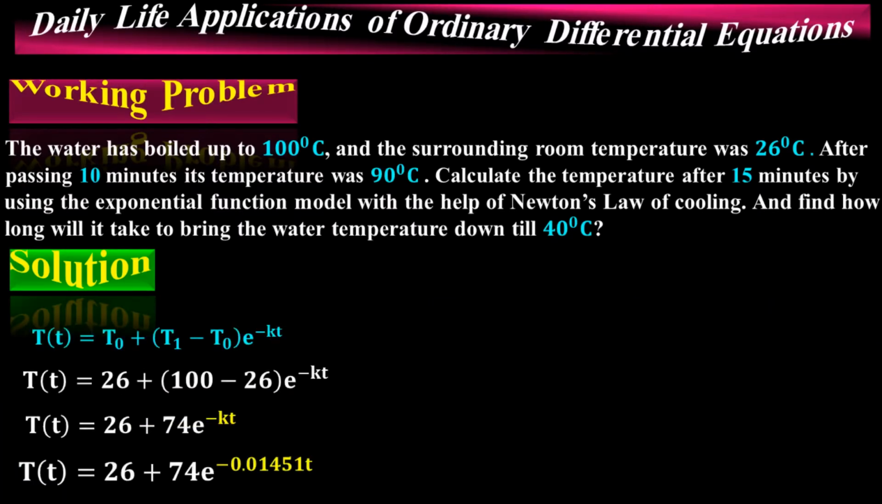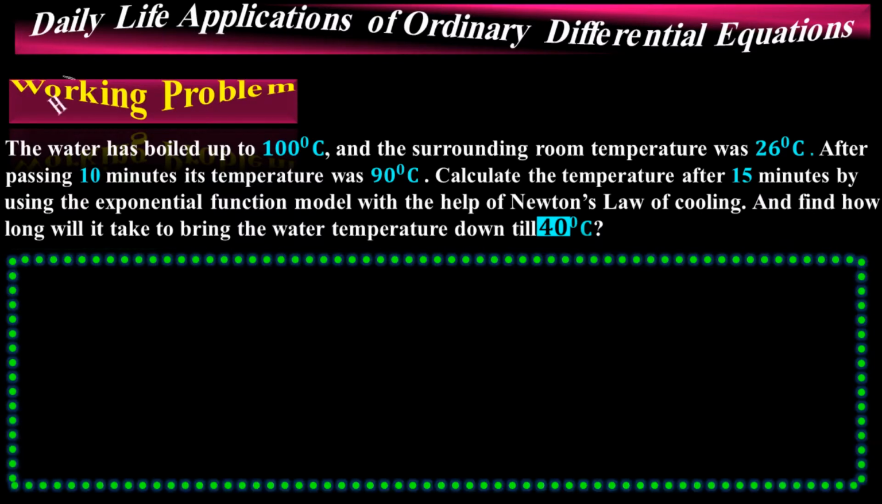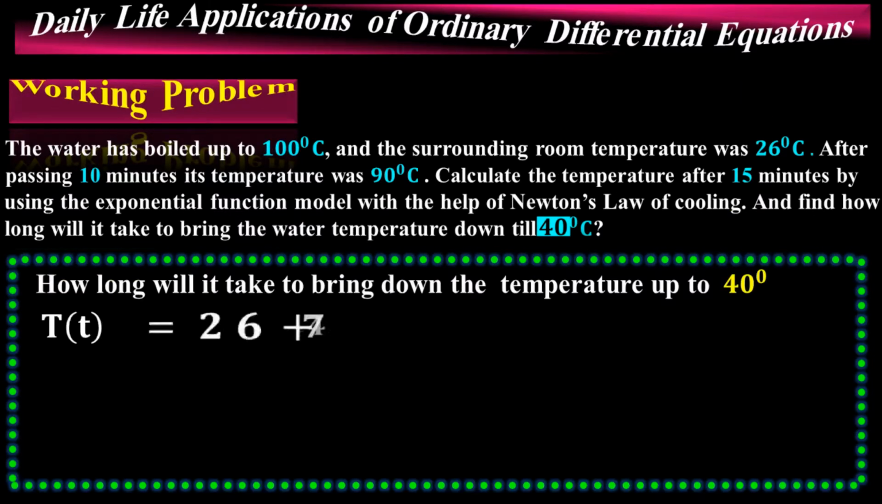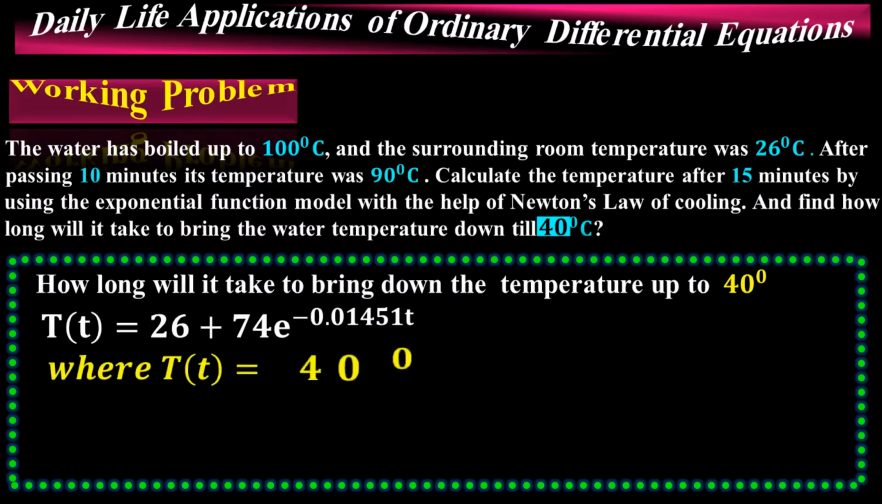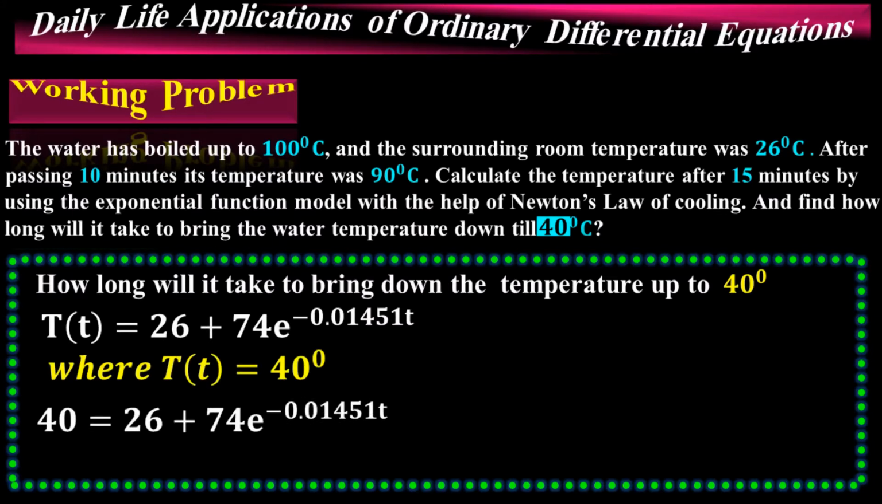And the other challenge is to find how much time it will take to bring the water temperature down till 40 degrees centigrade. Put the same equation here, T of t equals 26 plus 74 times e to the minus 0.01451 times t, where the temperature T of t equals 40 degrees centigrade. Just substitute the value of T of t equals 40 degrees centigrade here. My task is to find the value of small t, which is the time.